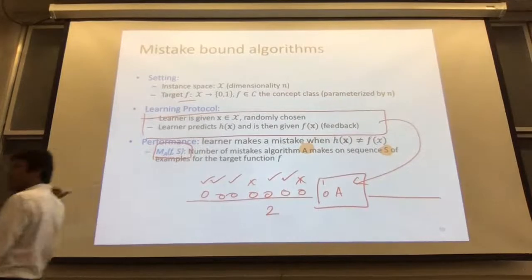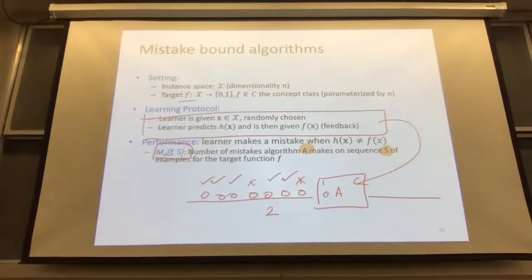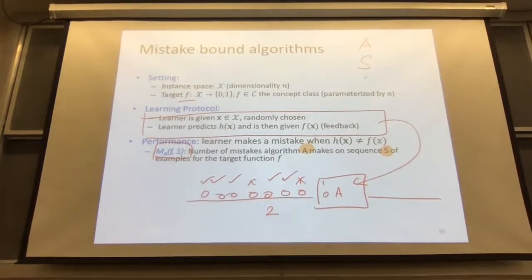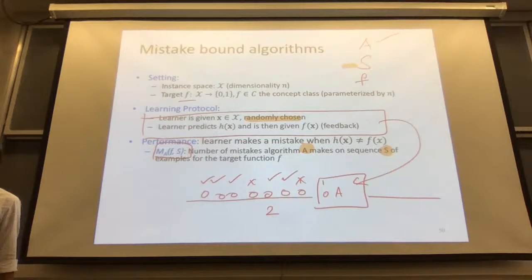So this is the property, M_A of F, S: a property of a particular algorithm, for a particular sequence, for one particular function. Now, which of these things do we get to control? As the algorithm designer, I can choose algorithm A or algorithm B. But I really don't get to control what the sequence is, because the examples are randomly chosen. So I can't talk about learnability with respect to a particular sequence, because I don't get to control how my learner will explore the world.